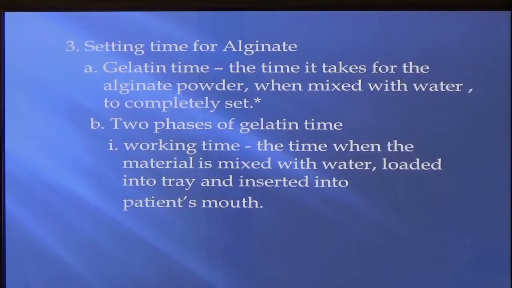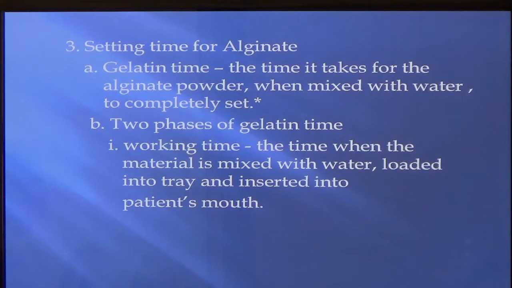Okay, the setting time for alginate is called the gelation time. The time it takes for the alginate powder, when mixed with water, to completely set. Okay, you add the water to the powder, you start mixing, and it starts to set. Little by little it starts to set, and that's what's called the gelation time. And there's two phases, or two stages, I guess. Working time: as soon as you put the water in there, you've got so much time to work with that material, from when you start to mix it until it's finally set. That's the total working time.